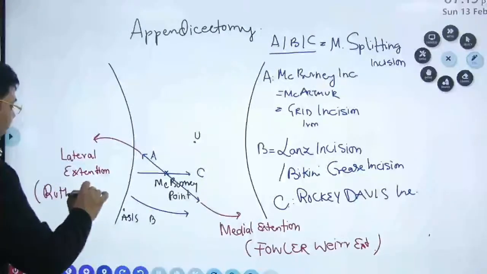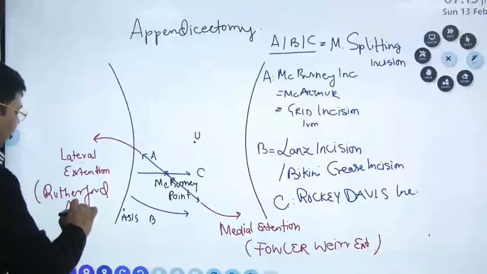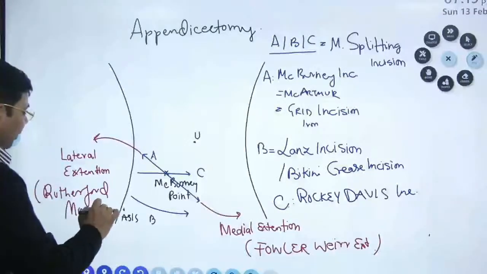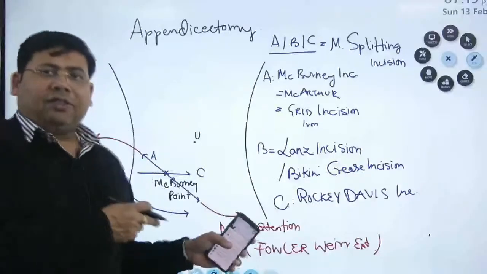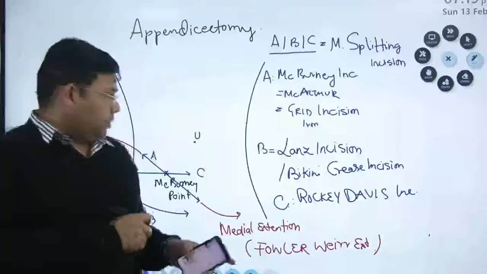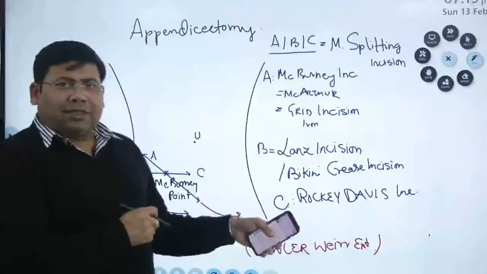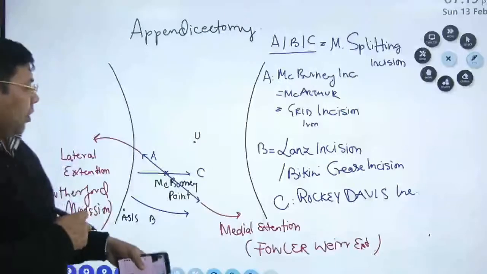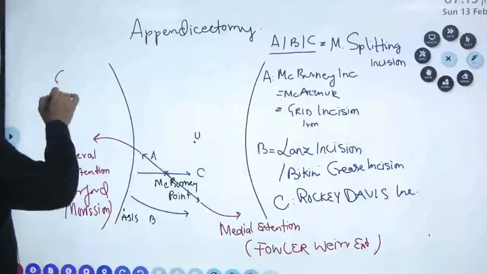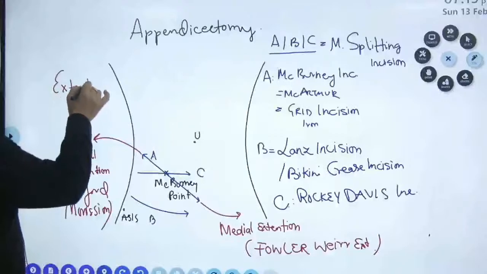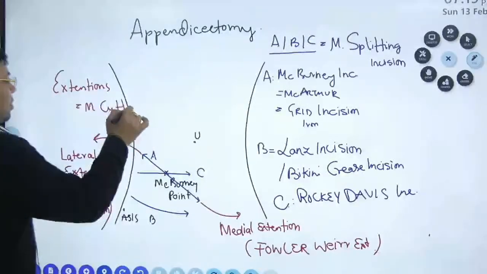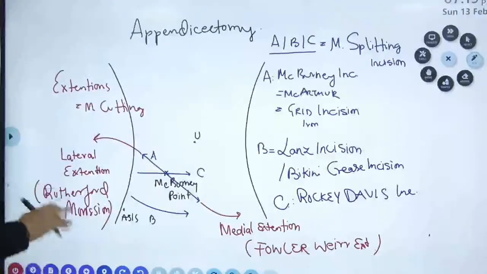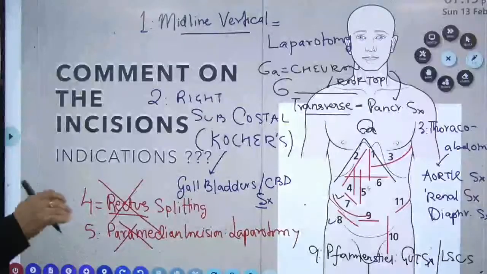So remember, Rutherford-Morrison is not an individual incision. It is the flank extension or lateral extension of any incision. And similarly, medial extension is Fowler-Weir. Remember, extensions are muscle cutting incisions. So this is all that we have to discuss about this question. Let us see this question once again. I hope this is clear.